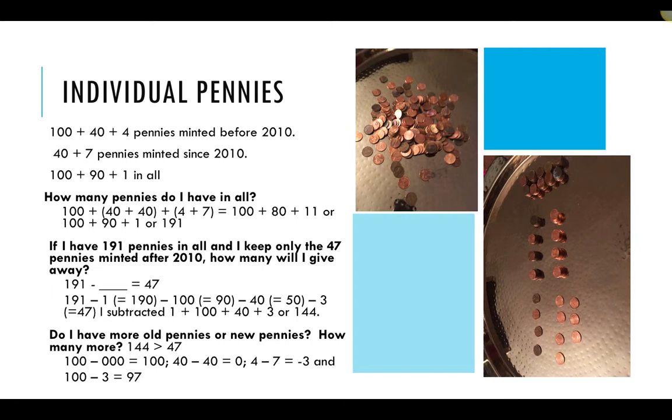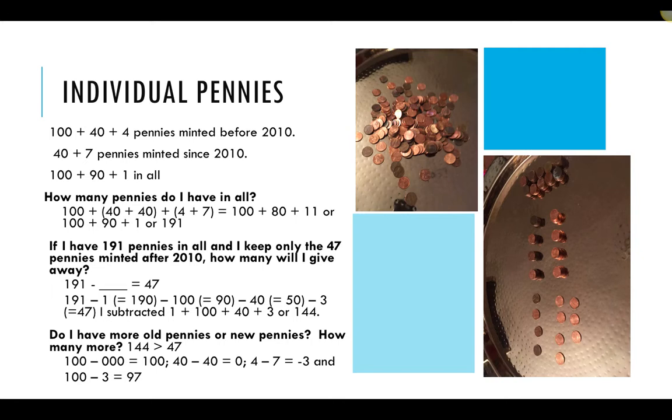And then let's see, do I have more old pennies or new pennies? And how many more? Well, clearly I have more old pennies. I have more than 100 old pennies and less than 100 new pennies. So 144 is greater than 47. Use the greater than sign.